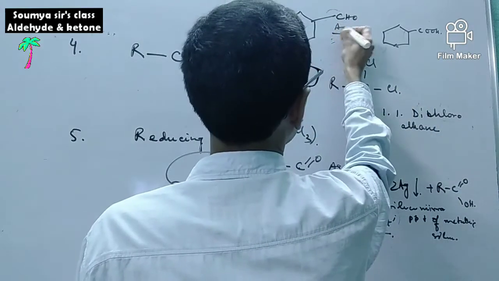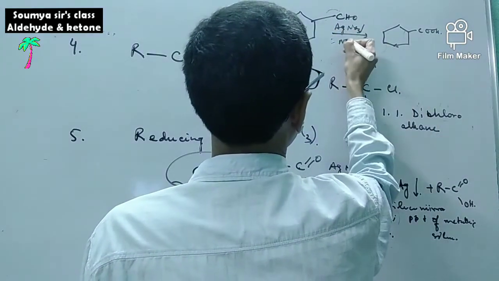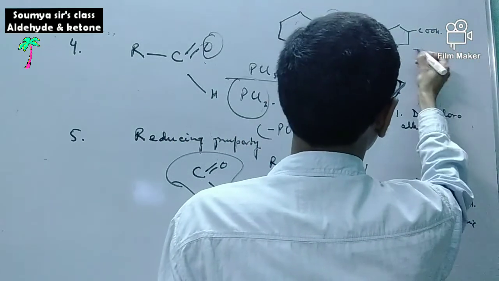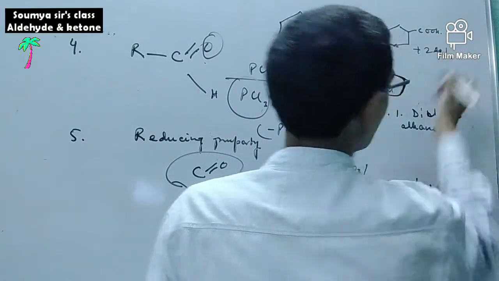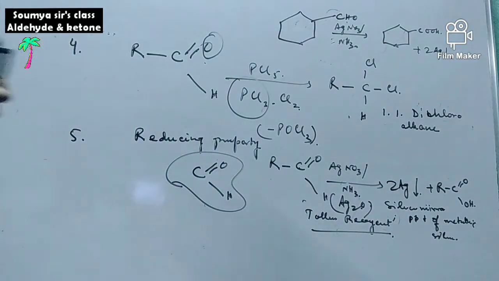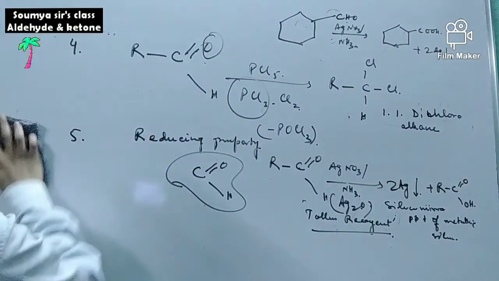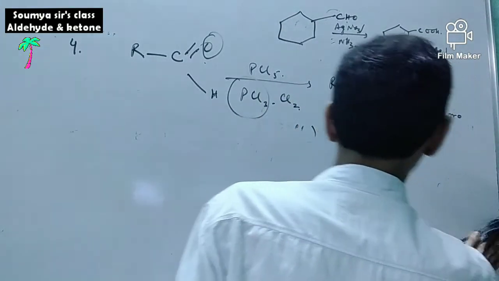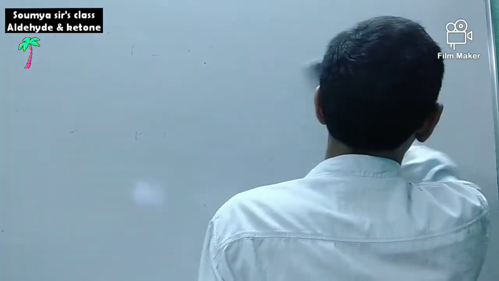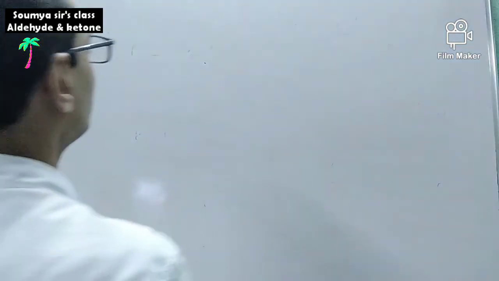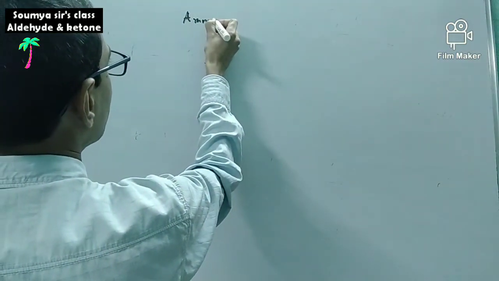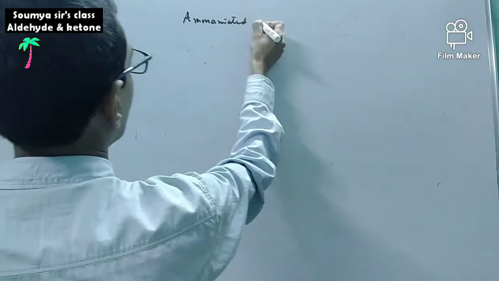Only one good reagent is there, that is silver nitrate and NH3. The aldehyde part intact will go to acid with the silver mirror precipitation. Clear? So that is the reducing property. After that we will have a quick look over the water-leaving reactions of aminated derivatives. What are the aminated derivatives?